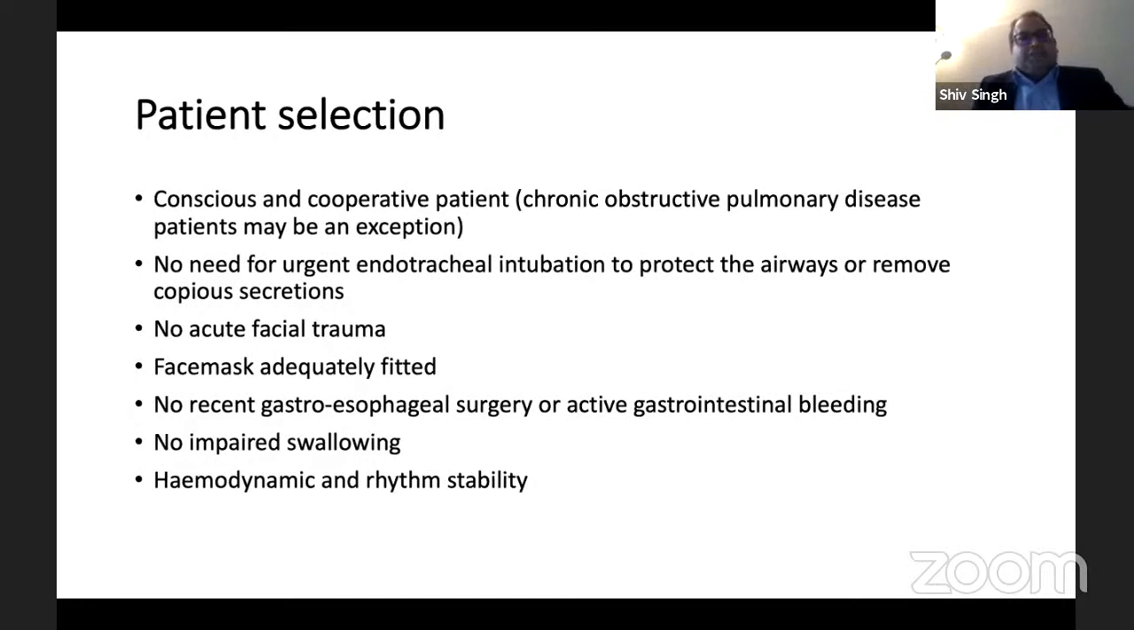You need to have patients who are conscious and cooperative. In this case, a patient with exacerbation of COPD can be an exception because sometimes these patients may present with CO2 narcosis. And obviously these are patients who do not require urgent endotracheal intubation to protect the airway or to remove secretions. The patient should not have any facial trauma because that would be required for a face mask fit. And the patient should not have any recent gastroesophageal surgery or gastrointestinal bleed, because there can be aerophagia and swallowing of air with non-invasive ventilation. There should be no impaired swallowing, and the patient should be relatively hemodynamically stable with a stable rhythm.